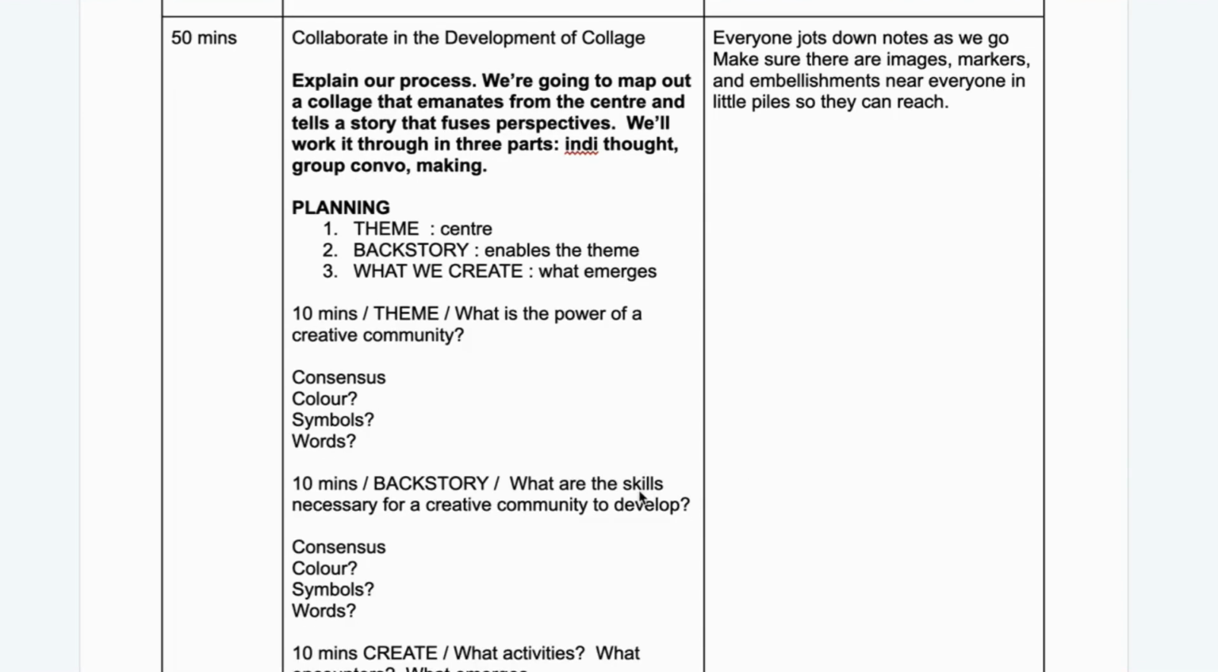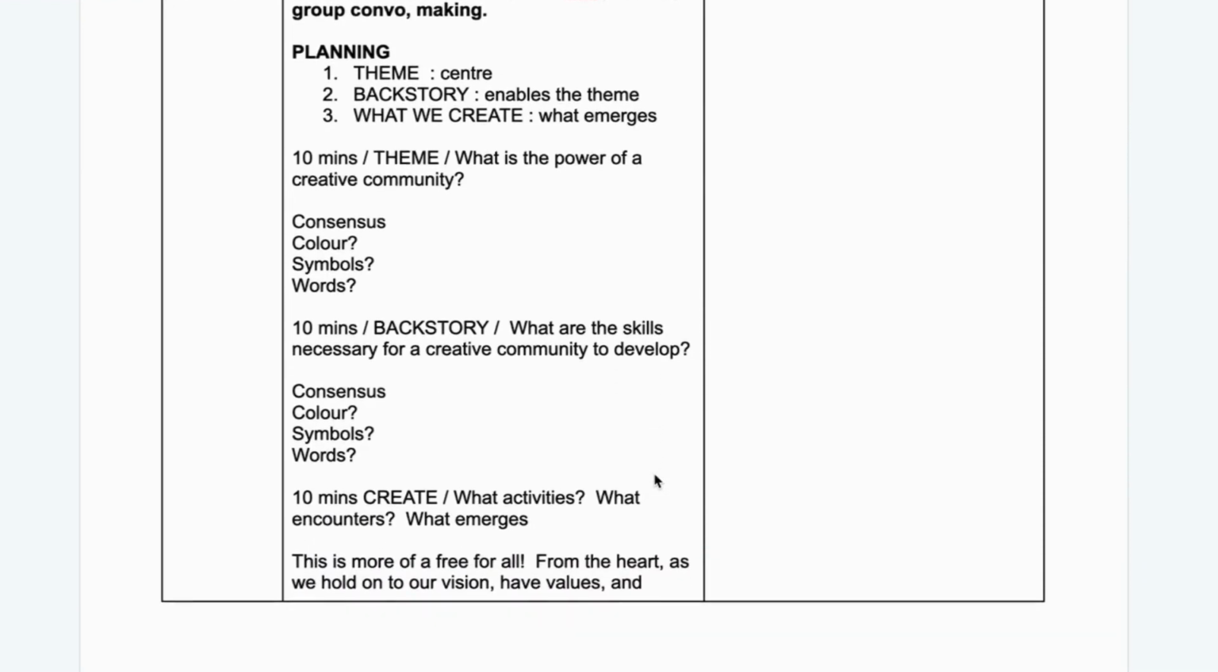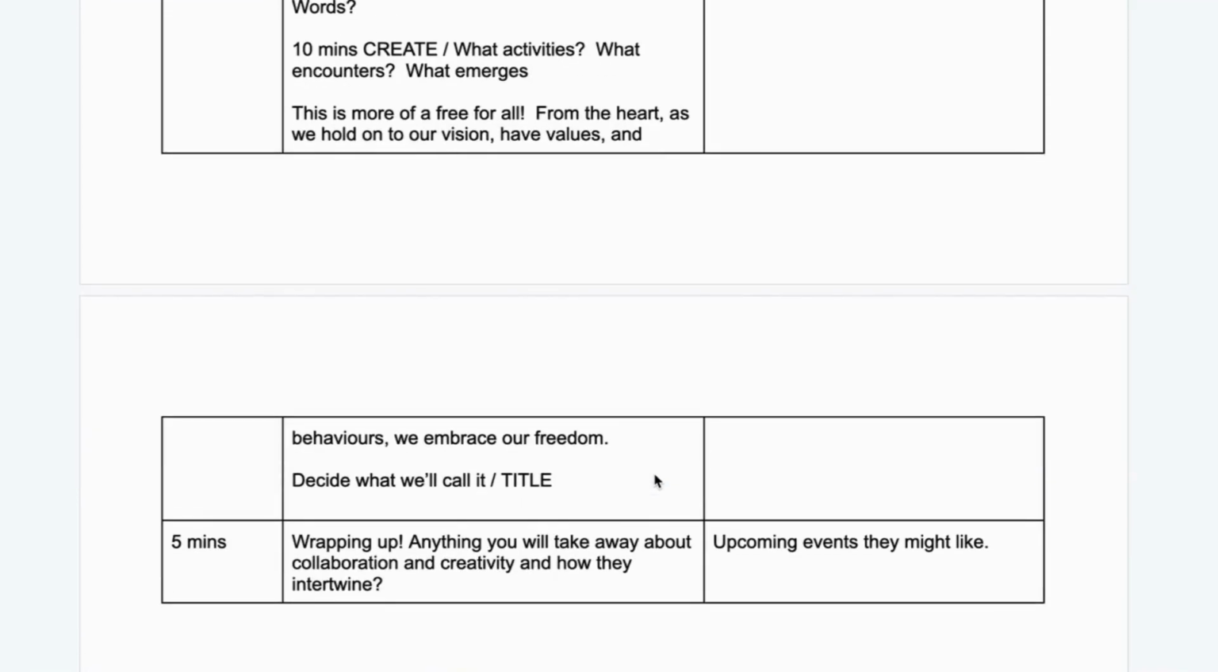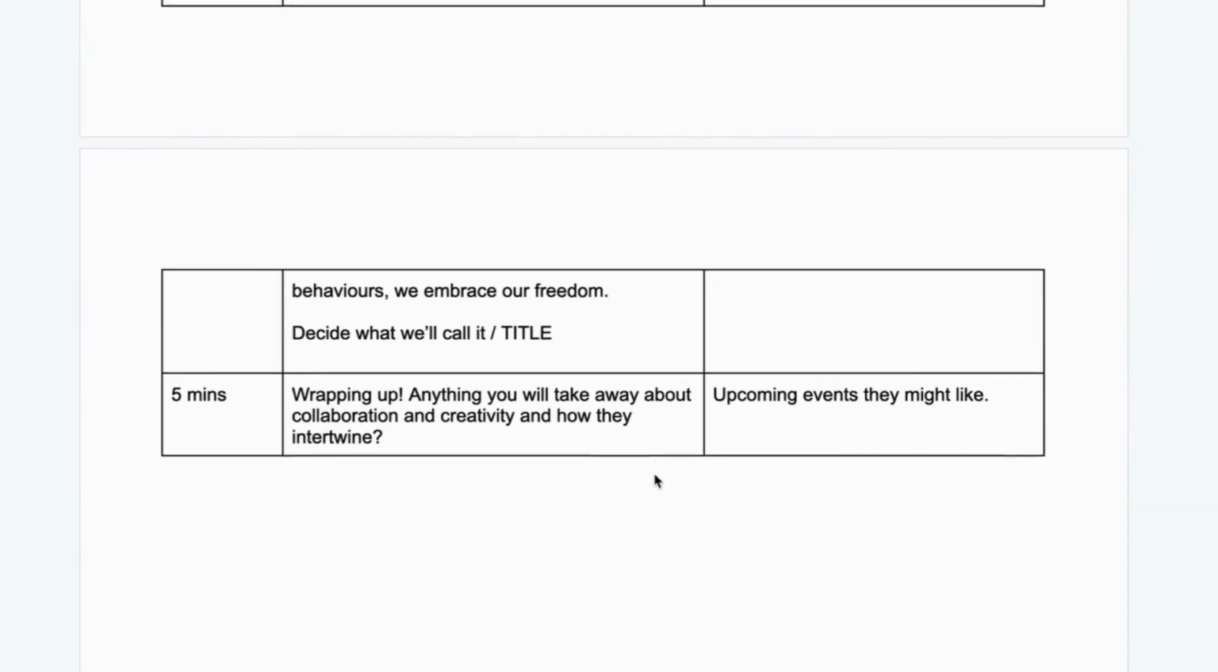For this kind of event, it is really important to have a clear structure to your plan. Even if it doesn't sound like something like a collage would need it, it's important to have the different sections so that the members feel held in a structured workshop.